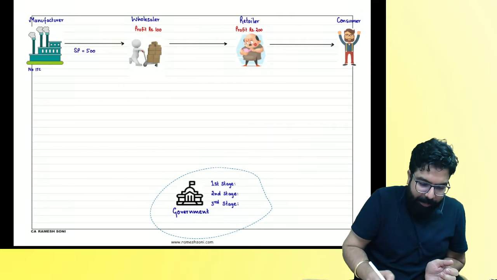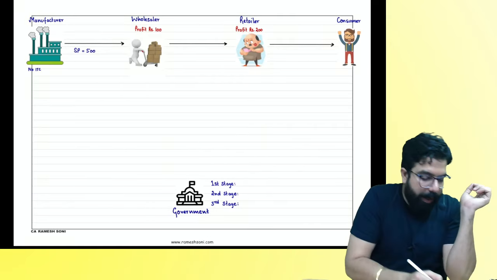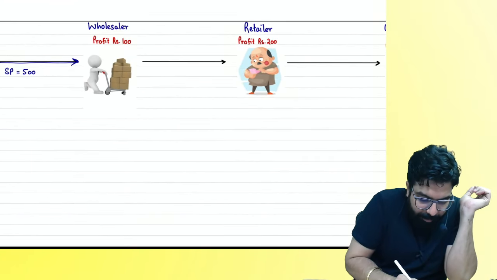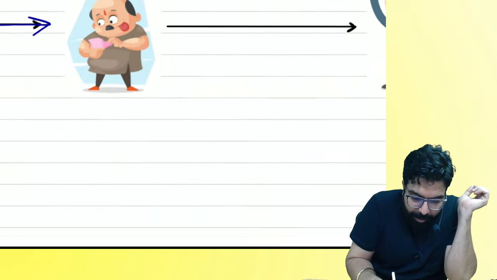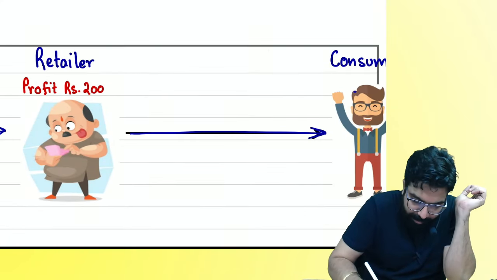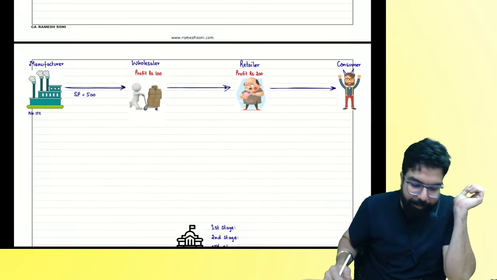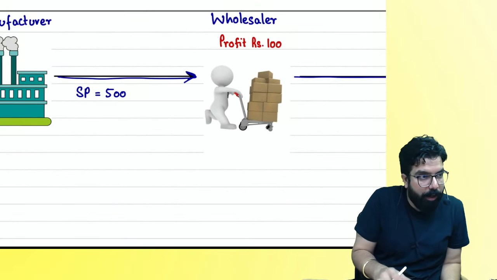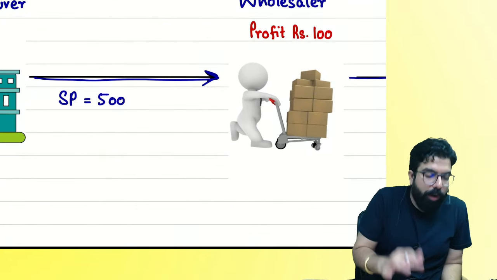Okay. People, listen to me very carefully. I'll tell you, for example, one manufacturer sold the goods to a wholesaler. The wholesaler will sell the goods to the retailer. And the retailer will sell the goods to the consumer, our ultimate consumer. Now listen. When the manufacturer sells the goods to the wholesaler, for example, he sold at 500 rupees.